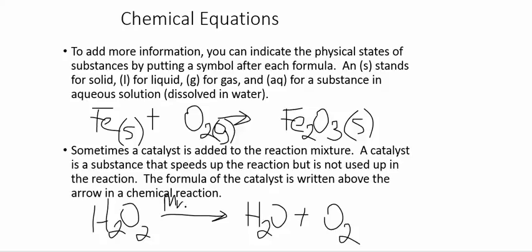So if I add a catalyst, I put it above the arrow like MnO2, that would indicate it is a catalyst. It's not a reactant, it's not a product. It's there to speed up the reaction.